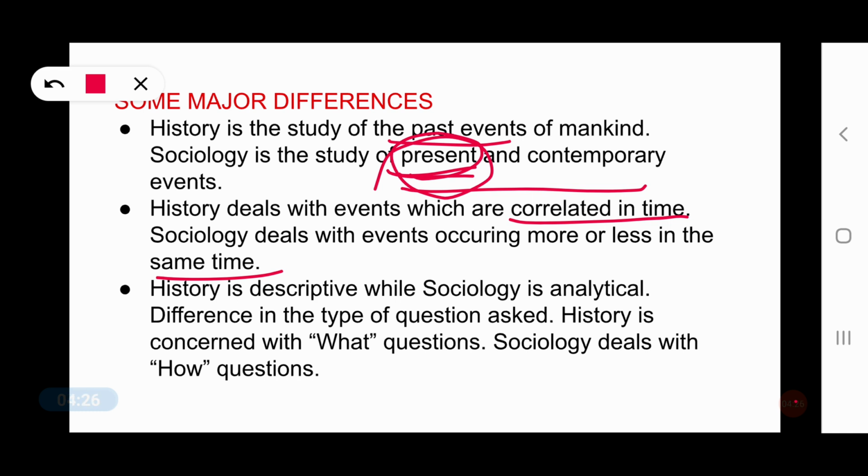Thirdly, history is descriptive in nature while sociology is analytical. So there is a difference in the type of questions asked between the two subjects. While history is descriptive, it deals with the what questions. So it asks questions like what had happened. And sociology, on the other hand, deals with the how questions. So it deals with how that thing has happened.